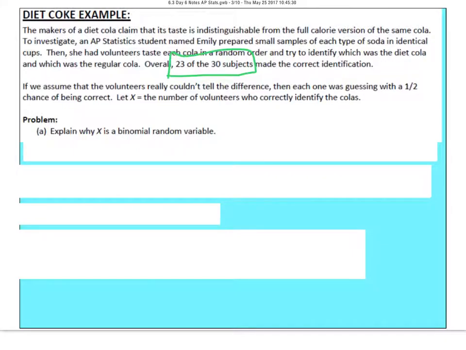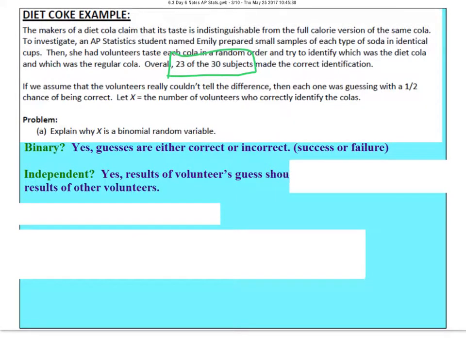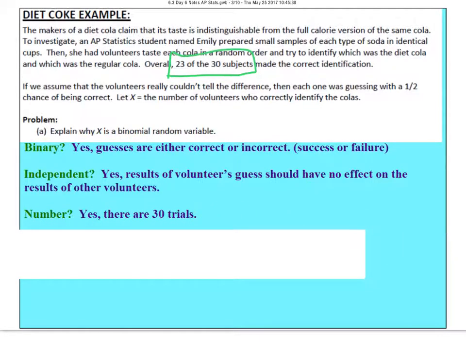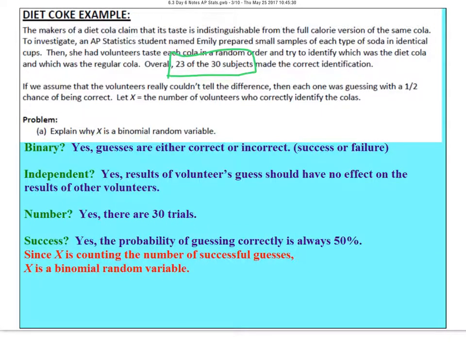Explain why X is considered to be a binomial variable. Okay, let's go through BINS. Well, B would say binary. Yes, guesses are either correct or incorrect, success or failure, so that meets binary. Are they independent? Sure, each student is independent from each other in the class. One volunteer should not affect the other. Was there a fixed number of trials? Yeah, there were 30 students who did this. And was the probability of success the same for each? Absolutely. The probability of success was always 50%. X is a count of successes, and therefore X is considered a binomial random variable because it meets BINS and it deals with counting.